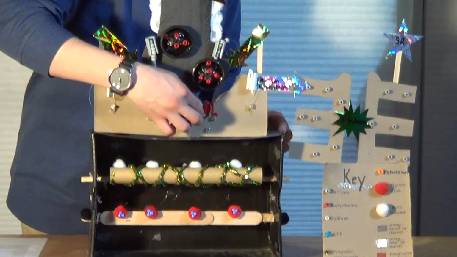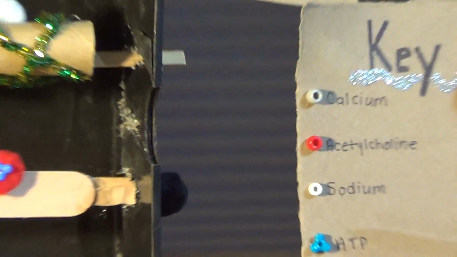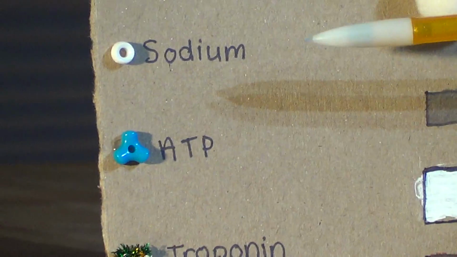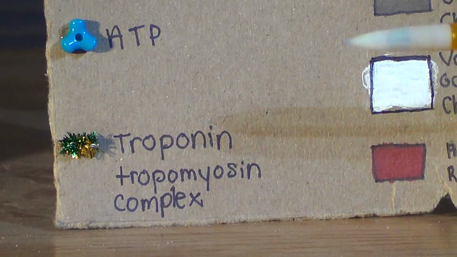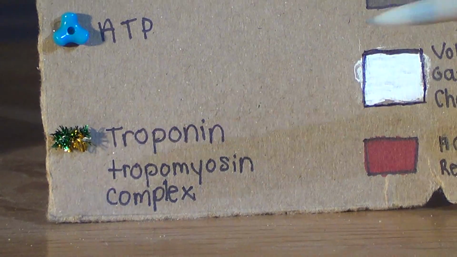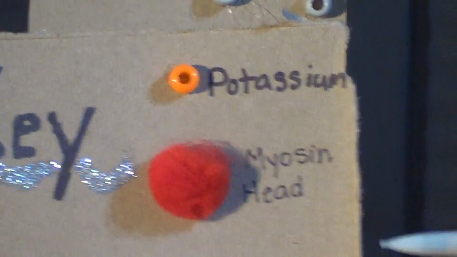so I can show you the components for the muscle contraction. We have this blue triangular shaped bead, which is ATP. We have this pipe cleaner mixture, which is the troponin tropomyosin complex. We have 2 pom-poms here, the myosin head and the actin filament.